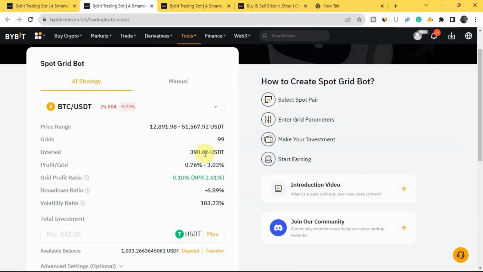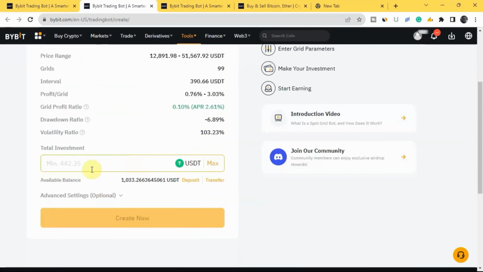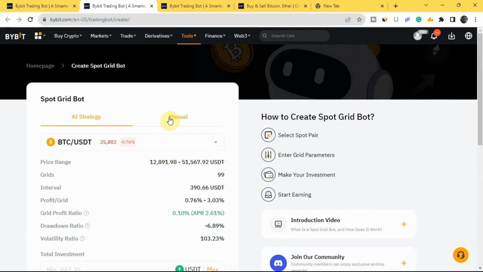I said in the example that the interval was 0.05. So that means that this will be taking profit for us after every 390.66 USDT. And you can see the profit per grid. That means for every grid, you'll be making between 0.76% to 3.03% profit. If you scroll down here, you can enter the amount you want to use to trade, and then once you enter that, you can just click on create now. But I'm not going to be using the AI strategy. I'll be setting it myself.